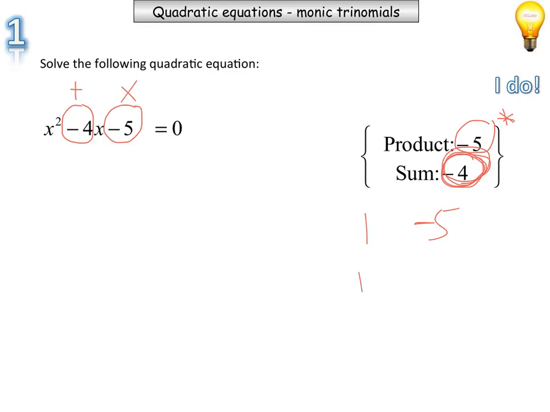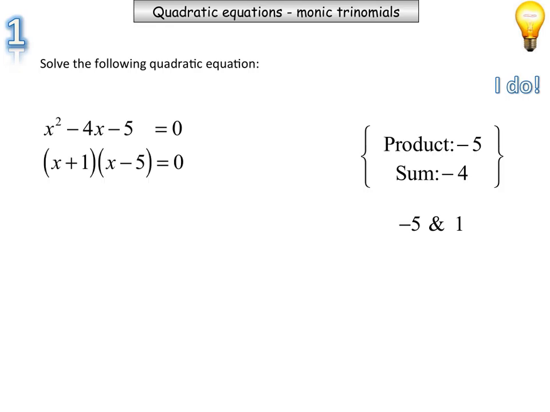So when we do 1 plus a -5, that is equal to -4. So 1 and -5 are our two numbers. 1 and -5, so put them in those two brackets. Now it doesn't matter which one we have in the brackets first. So we could have an x minus 5 and then an x plus 1, but in this case I've got an x plus 1 and an x minus 5.